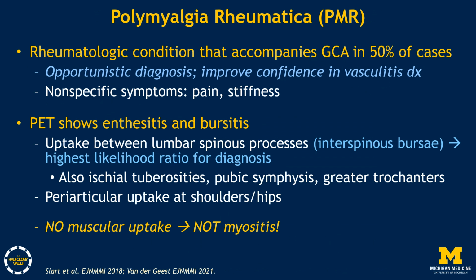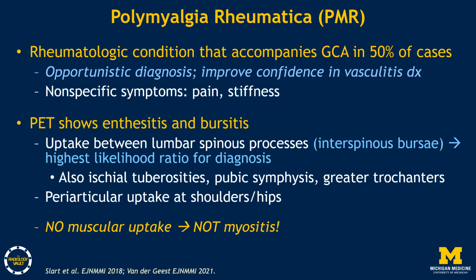Polymyalgia rheumatica is a condition that is not a vasculitis, but often accompanies giant cell arteritis and can also cause nonspecific systemic symptoms. So it's a useful diagnosis to be able to make by PET. It consists of enthesitis and bursitis, and so you most often would see uptake in the interspinous bursae between the spinous processes, but also there's often uptake at the tendinous insertions of large muscles around the pelvis, and then periarticular uptake at large joints like the shoulders and hips.